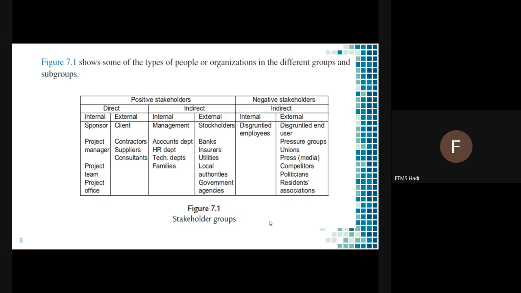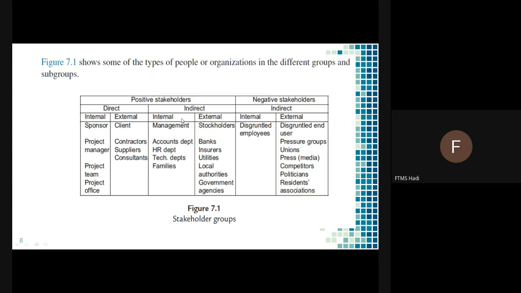Okay, so this one is a stakeholder groups, either direct or indirect. Okay, so it's just example only lah. External, for example, indirect stakeholder banks, dari segi membuat pinjaman, tak terlibat dalam projek tapi cuma bagi duit. Insurer yang beri insurans, utilities, pihak-pihak yang memberi kemudahan, seperti electricity, water. Local authorities, maknanya pihak berkuasa tempatan, government agency, agensi kerajaan.